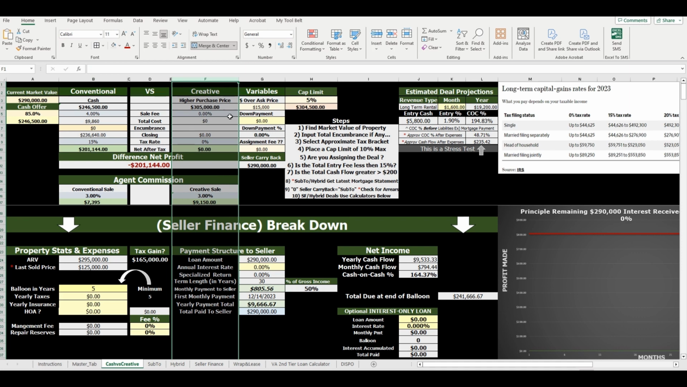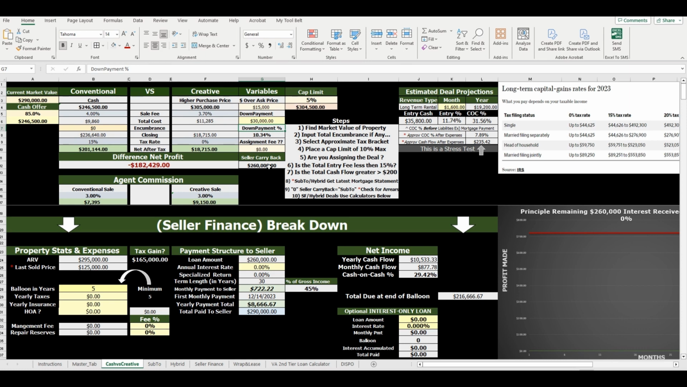And so now that we're in the creative column here, why don't we just continue on with this? Our sales fee for creative is going to be about 3.7%. We're going to give them 10% down as our down payment. Typically, I will not go past 12% on the down payment to this seller. 10% seems to be just about right.